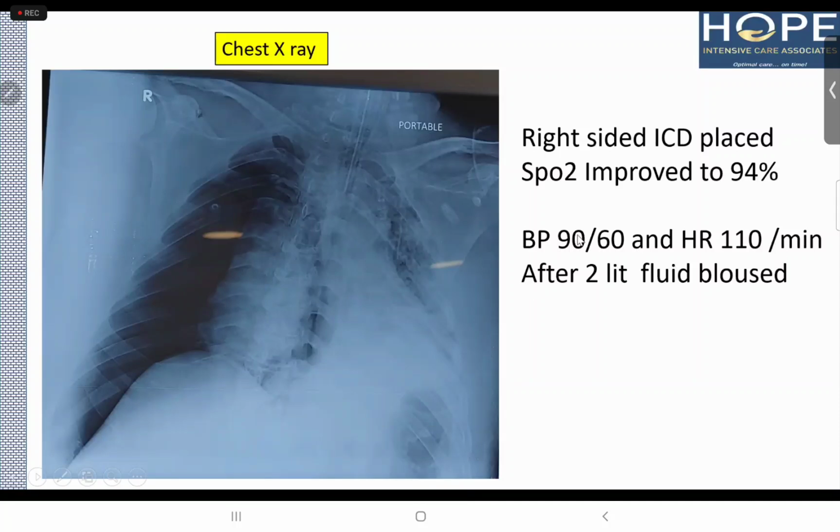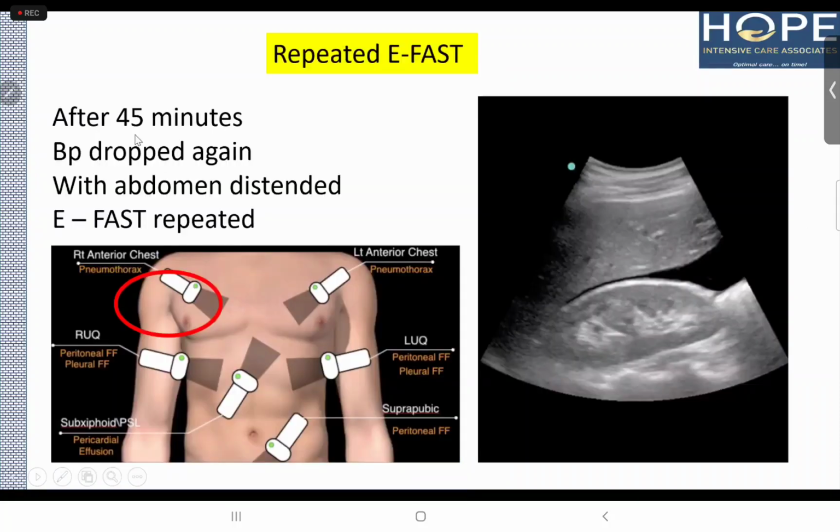After 2 liters of fluid bolus, blood pressure improved from 60 systolic to 90 systolic and heart rate reduced from 145 to 110. Now, you continue doing 45 minutes in the case. You did E-FAST at 4 points. Now, fluid appears in the Morrison's pouch. You know this patient had polytrauma, a tender, distended abdomen, and on the initial FAST scan there was no fluid in Morrison's pouch.